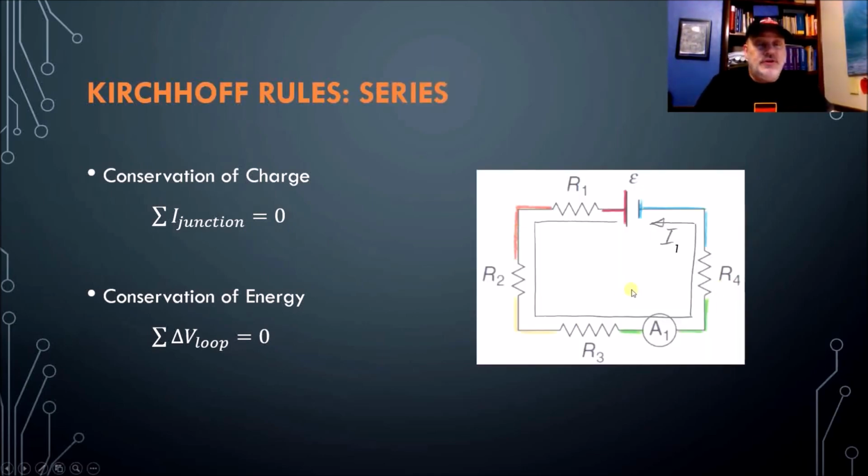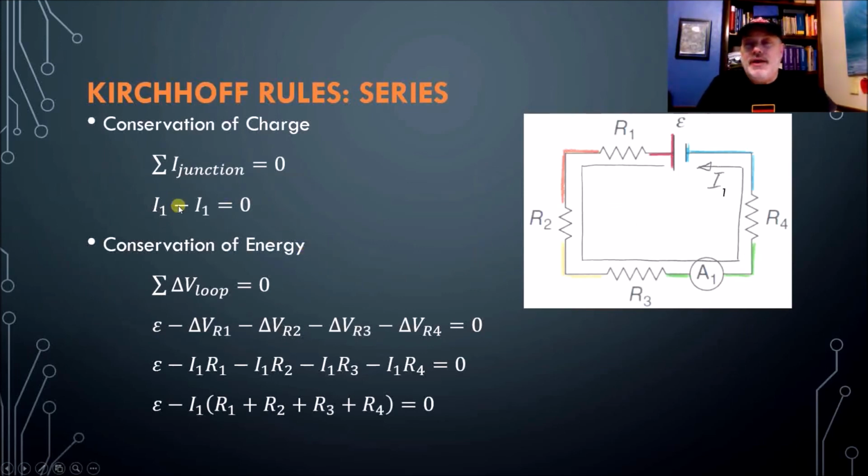Here's a series circuit, and you can see in this one that the junction rule is real simple because there's only one current. But the conservation of energy, or the loop rule, we have quite a bit going on here. So let's go and take a look at it. So junction rule is super easy. So I put a junction right here, current 1 comes in, current 1 goes out. No big deal. That means the current has to be the same.